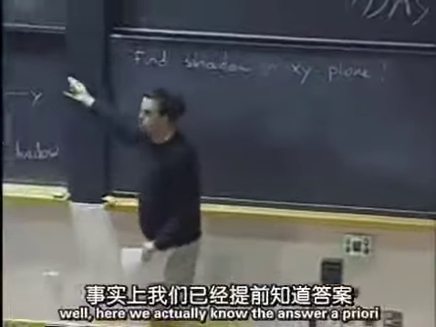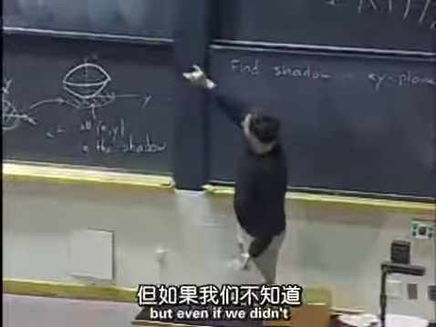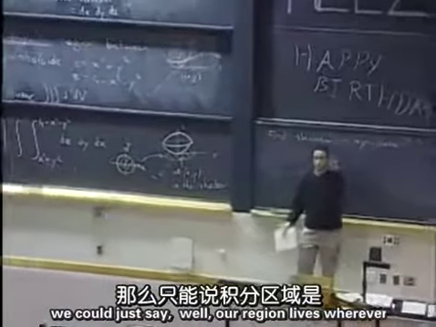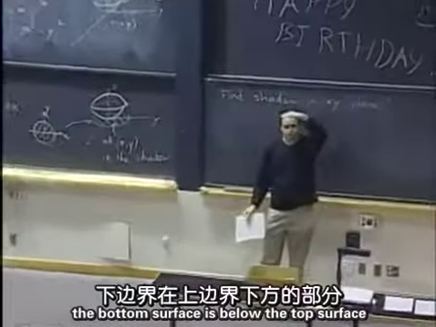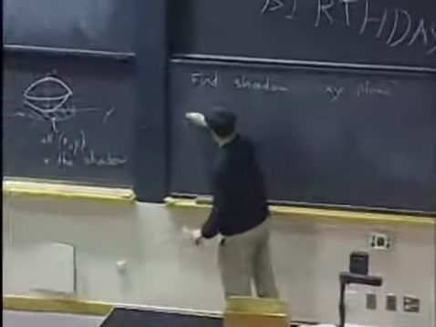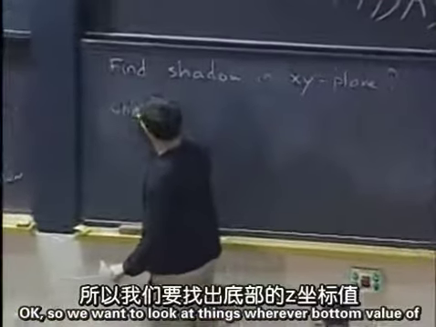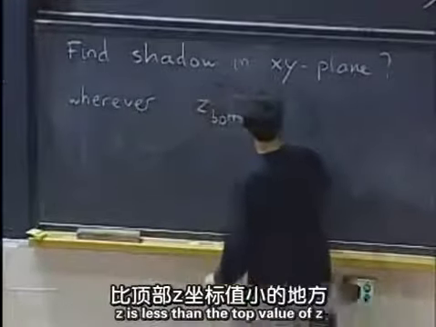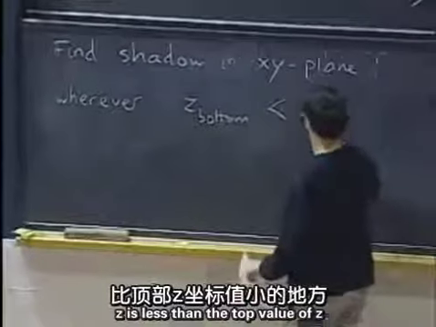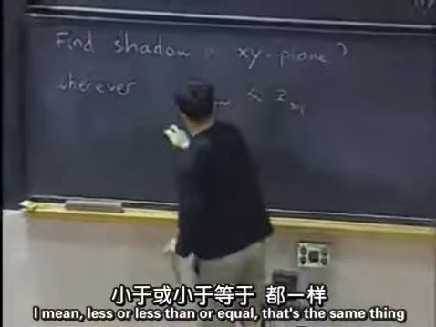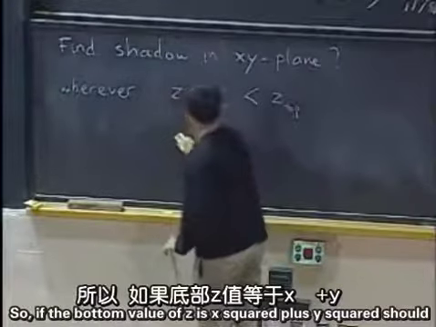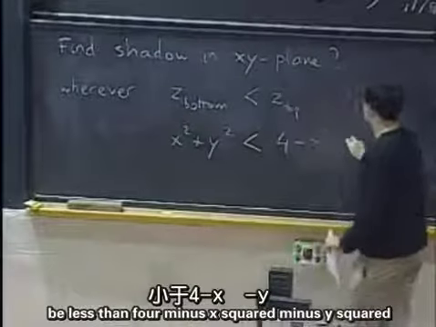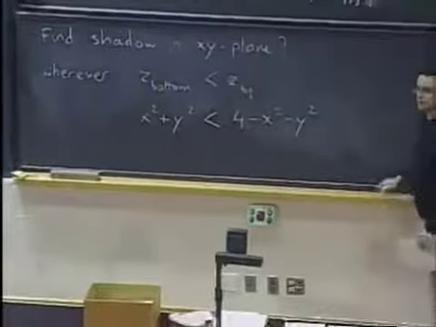Here actually we know the answer a priori, but even if we didn't, we could just say our region lives wherever the bottom surface is below the top surface. So we want to look at things wherever the bottom value of z is less than the top value of z. Less or less than or equal, that's the same thing. So the bottom value of z, x squared plus y squared, should be less than 4 minus x squared minus y squared.